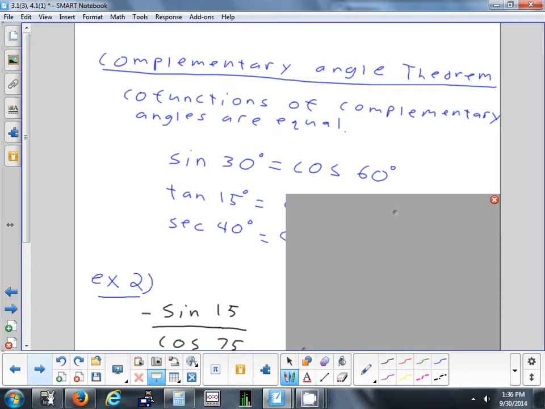Okay, what about the next one? Tangent of 15. Cotangent of 75. Right. Pick the cofunction, then pick the complement.